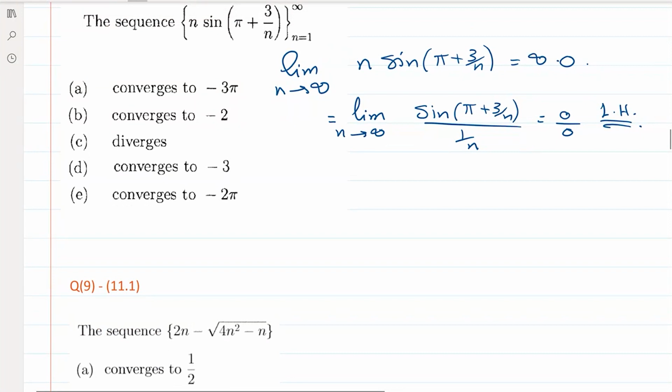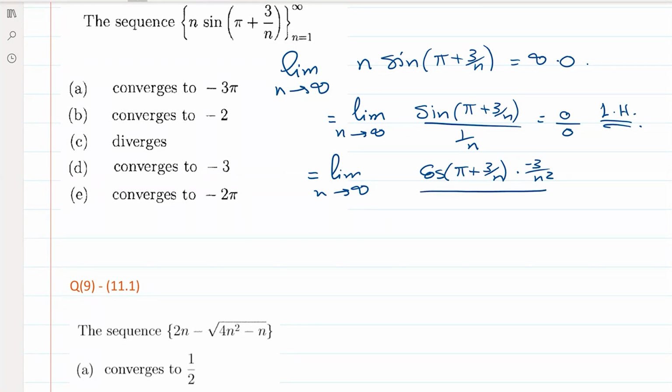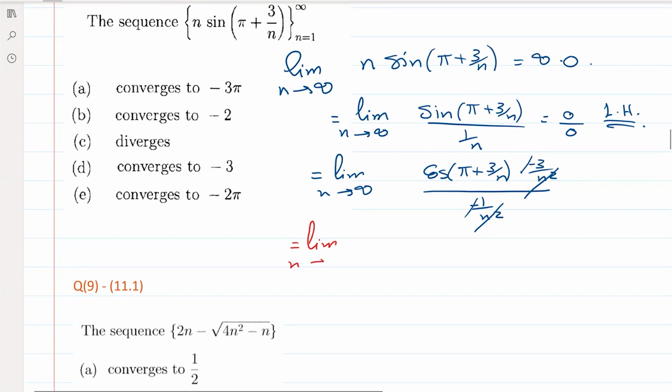What is the L'Hopital rule? You take the limit as n goes to infinity of the derivative of the numerator over the derivative of the denominator. What is the derivative of sine? It will be cosine of pi plus 3 over n, multiplied by the derivative of the interior, which is minus 3 over n squared. Right? Yes. The derivative of the denominator is minus 1 over n squared. The n squared cancels with n squared, and minus with minus simplifies. So we have the limit as n goes to infinity of 3 cosine of pi plus 3 over n, over 1.